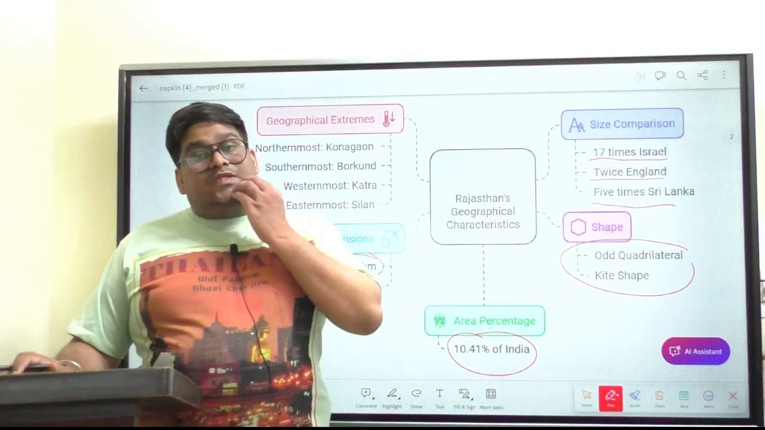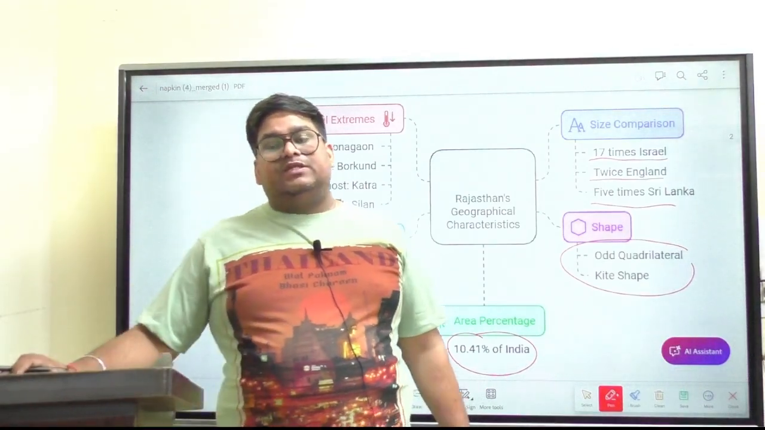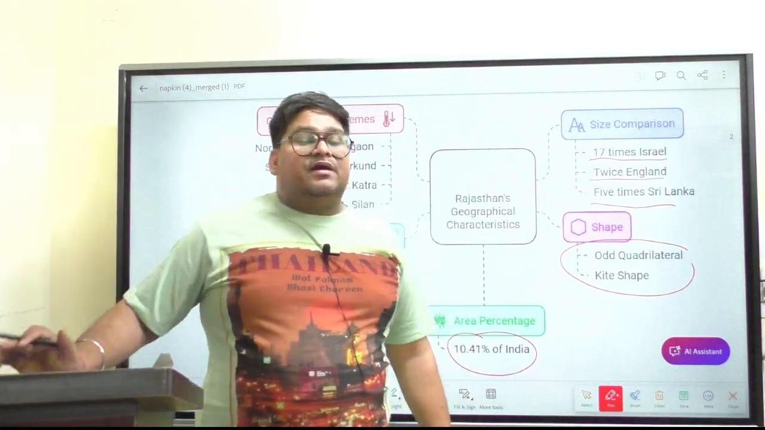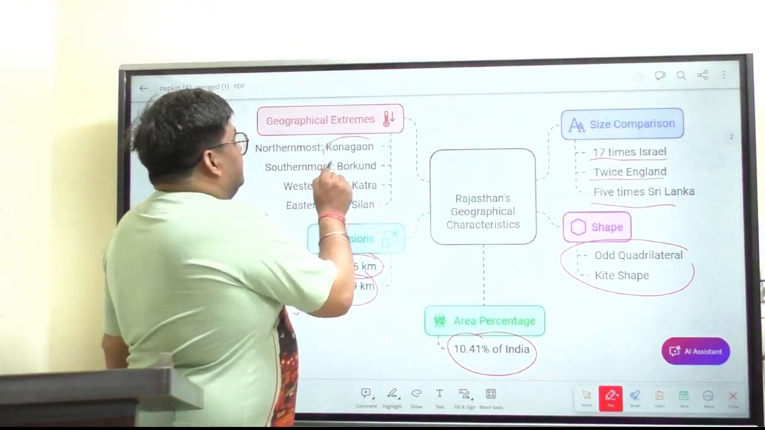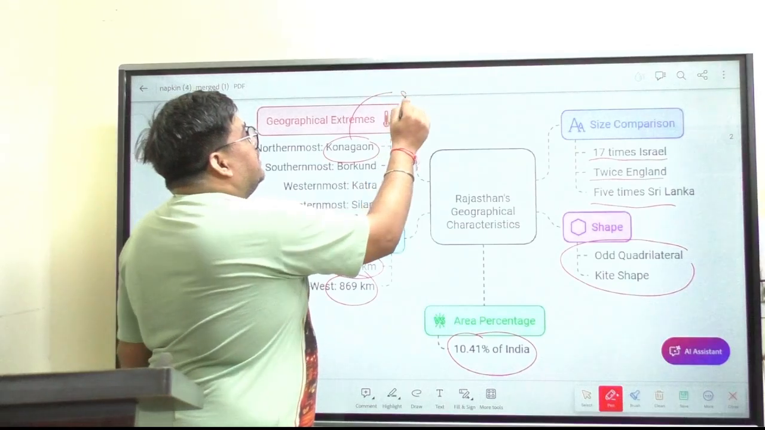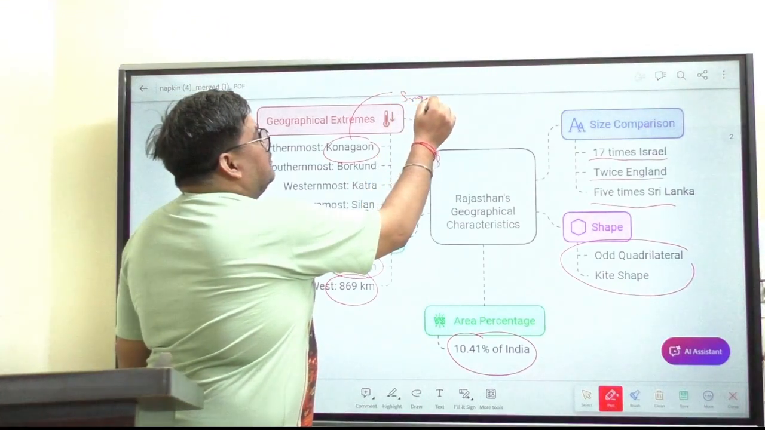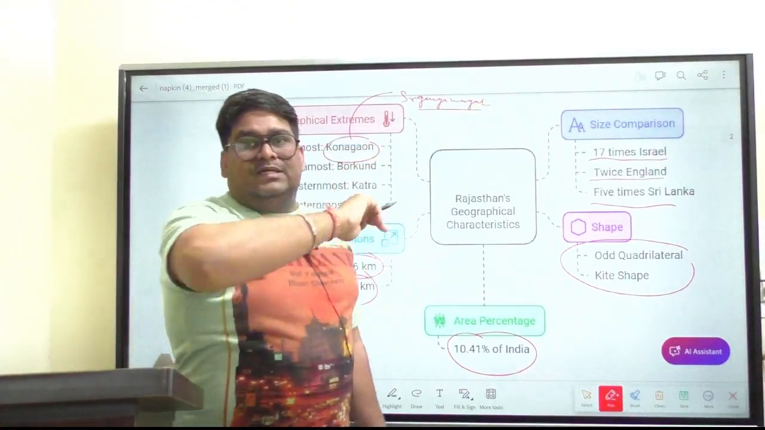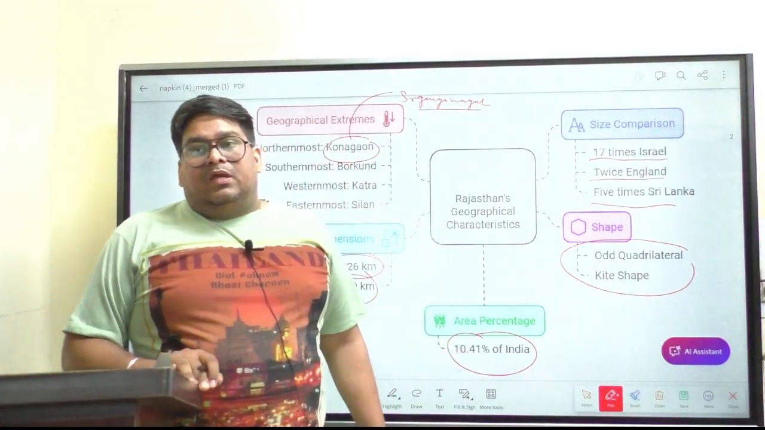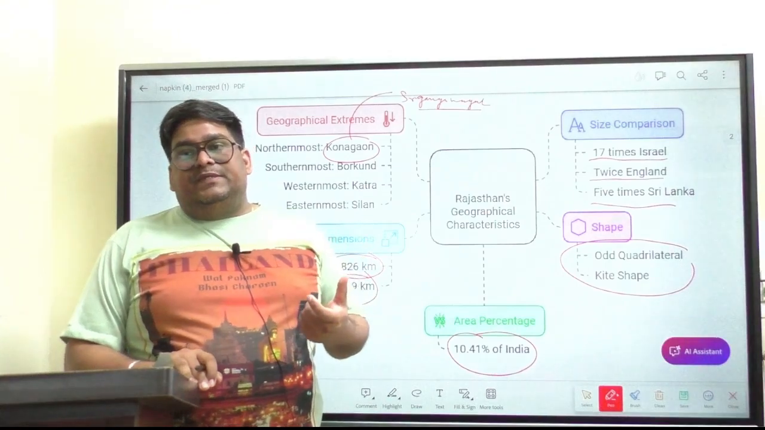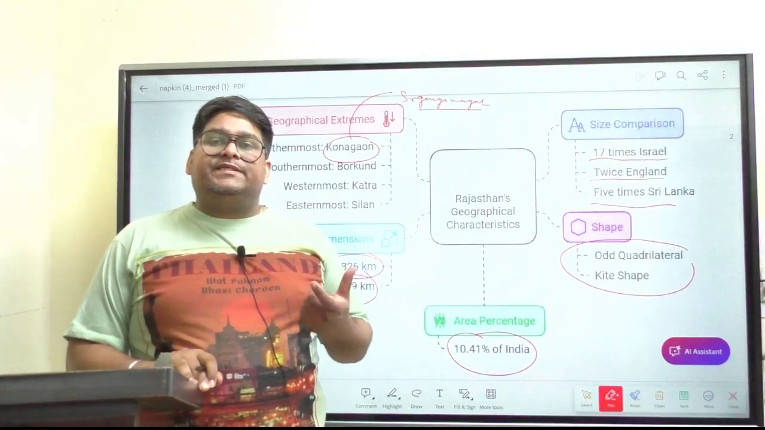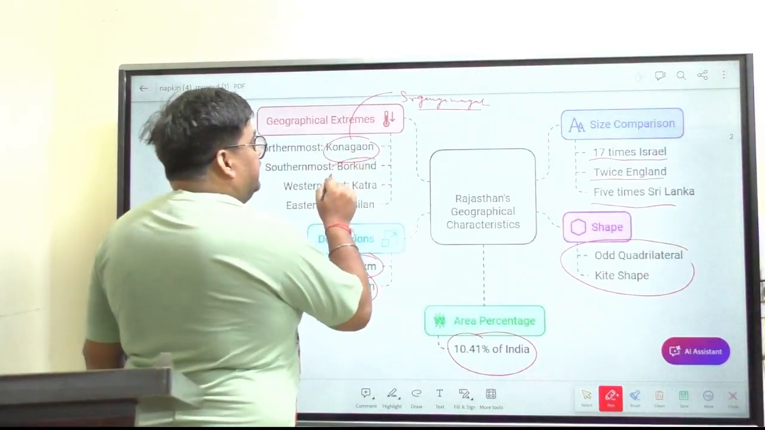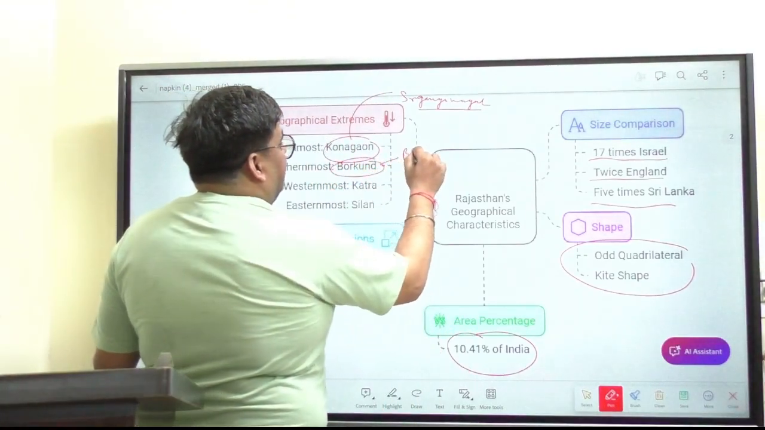The northern point, also known as Konagaon, is located in Sri Ganganagar district of Rajasthan. Now the southern point is Borkund. Borkund is a village located in Banswara district.